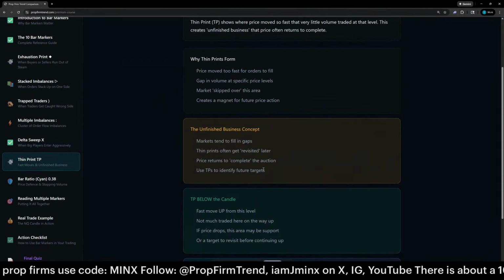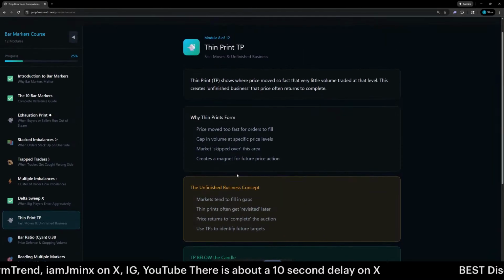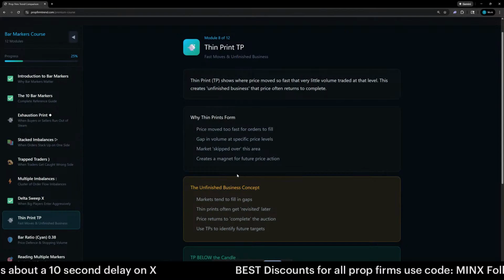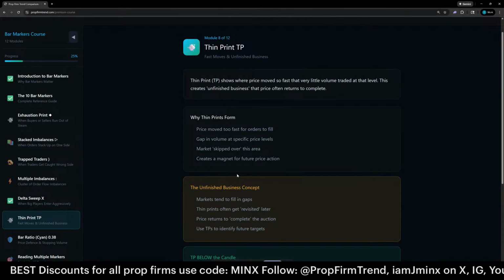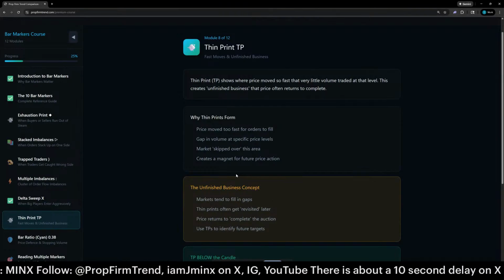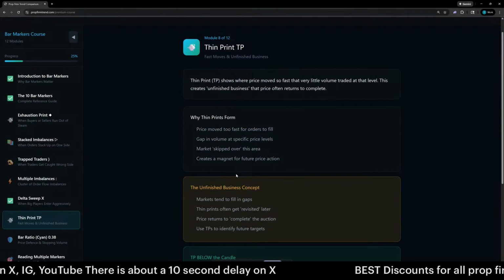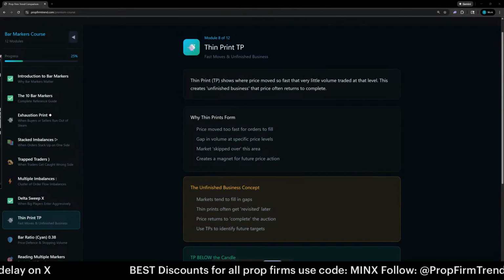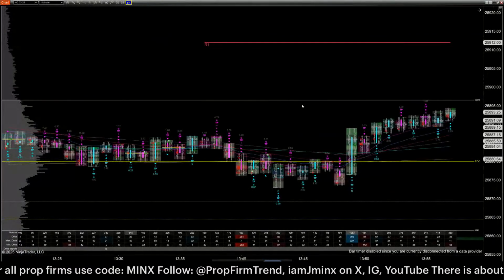Unfinished business. You'll see this a few times, actually more than a few times. Basically price moved too fast for orders to fill, and there's a gap in volume at specific price levels. So the market skipped over that area. It tends to be a magnet for future price action. Here, I'm going to show you guys an example right now. Let's see if it's going to play out.